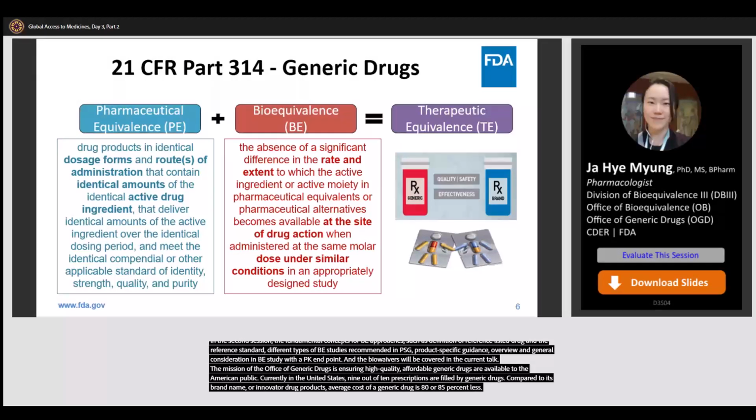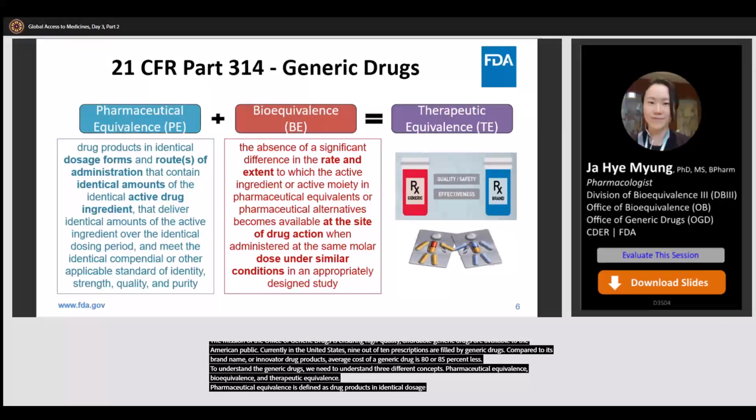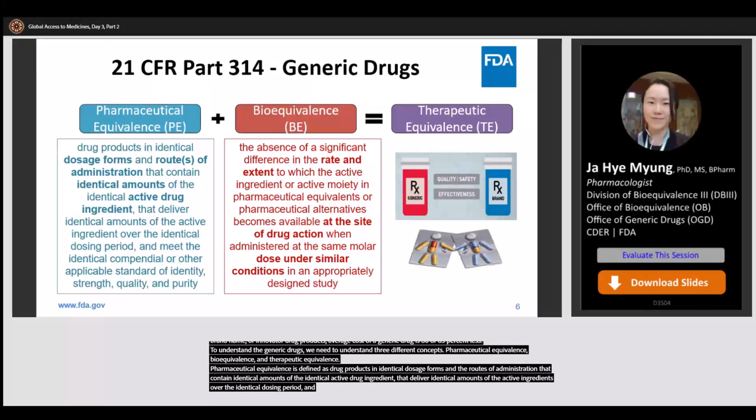To understand generic drugs, we need to understand 3 different concepts: pharmaceutical equivalence, bioequivalence, and therapeutic equivalence. Pharmaceutical equivalence is defined as drug products in identical dosage forms and routes of administration that contain identical amounts of the identical active drug ingredient, that deliver identical amounts of the active ingredients over the identical dosing period, and meet the identical compendial or other applicable standards of identity, strength, quality, and purity.